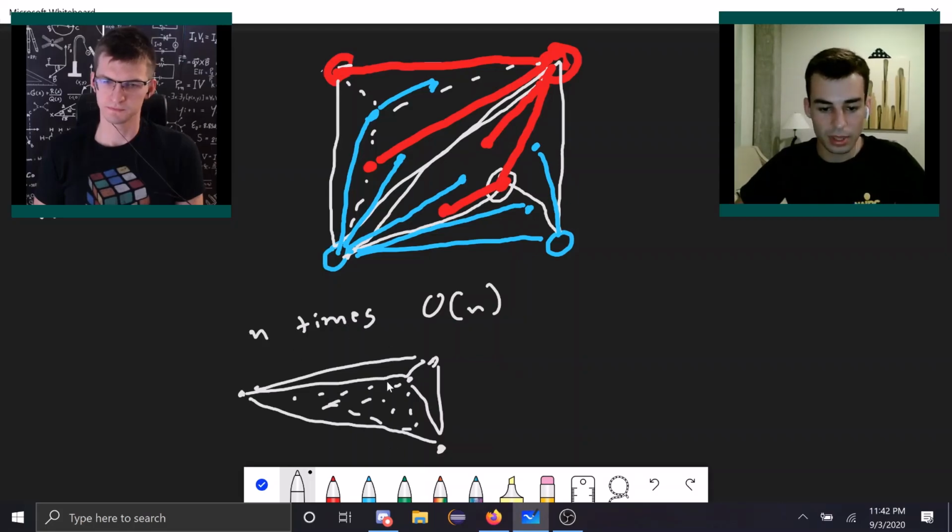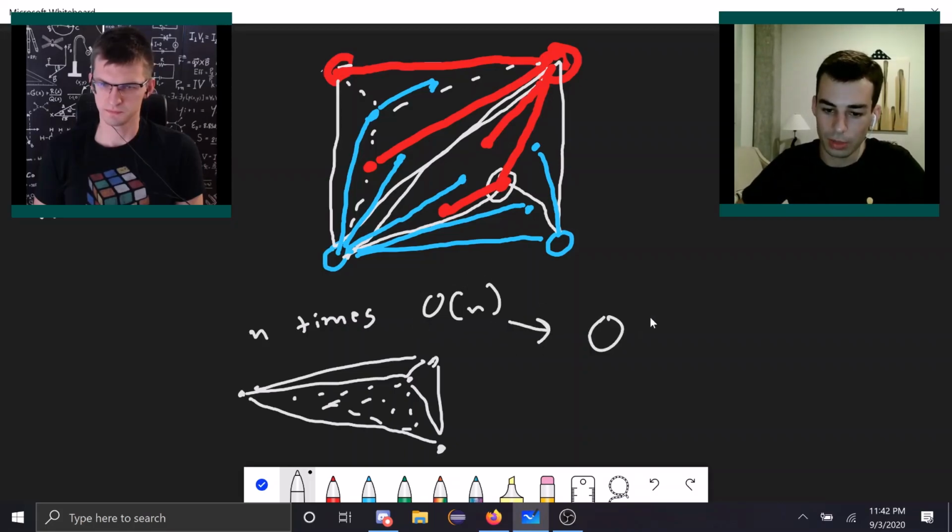But yeah, so you keep doing this. Worst case, you do order n times an order n for loop. So I guess I shouldn't circle that. So then the runtime would be order n squared. I agree.